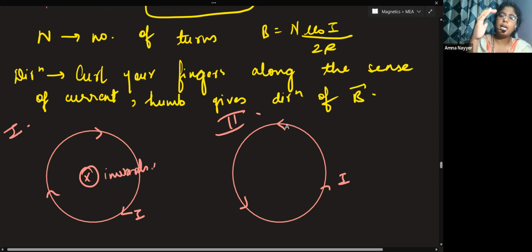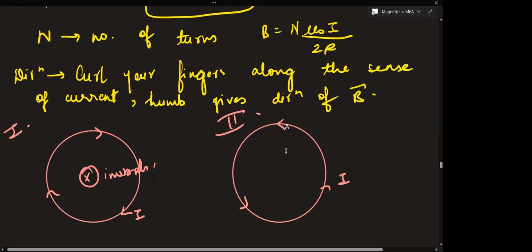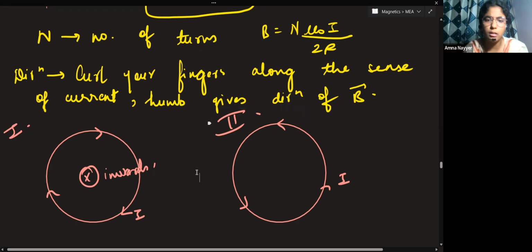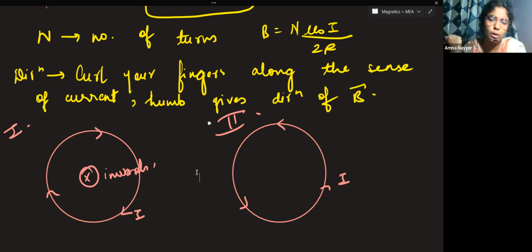And try to be familiar with these symbols, because most of the time in questions, inwards or outwards is not written. Ma'am, can we use the right hand thumb screw rule here? Right hand thumb rule only. Yes, the right hand thumb rule also. If you take the current element and draw it, you get the same answer. That also you can use.